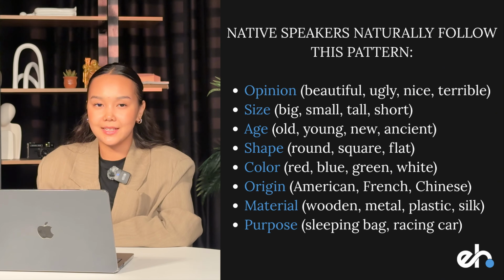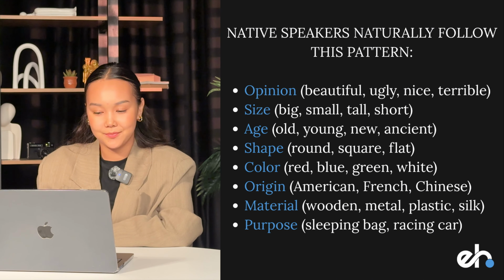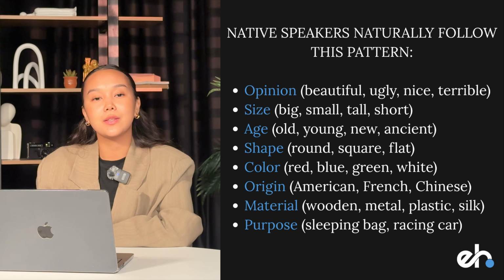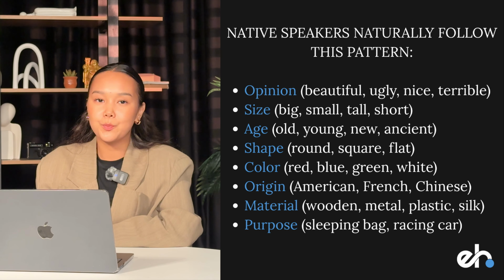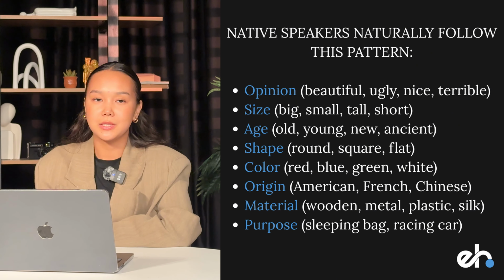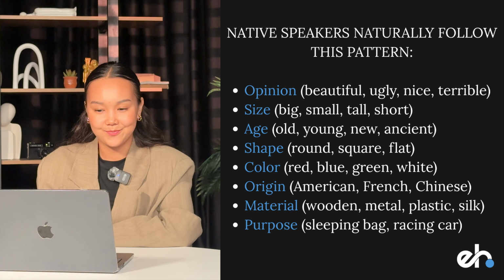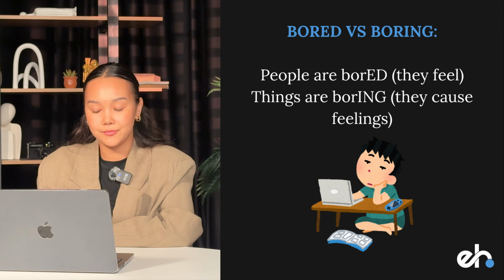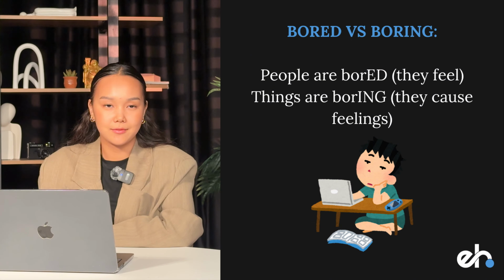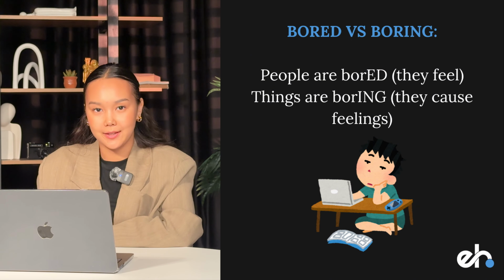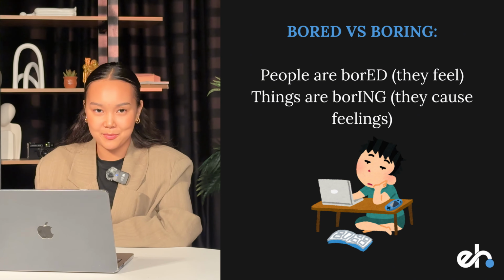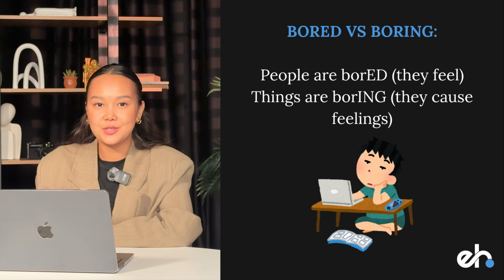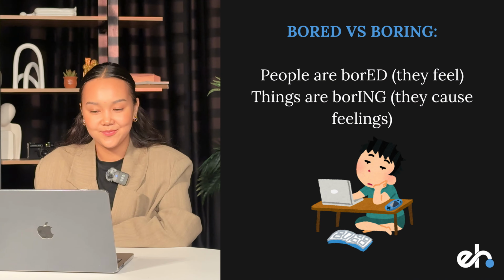If you forget the exact order, remember this: opinions usually come first because they are subjective, and the adjectives closest to the noun are usually the most permanent characteristics, like material and purpose. People are bored, they feel bored, and things are boring because they cause the feeling. So you have to remember this and never confuse bored and boring.